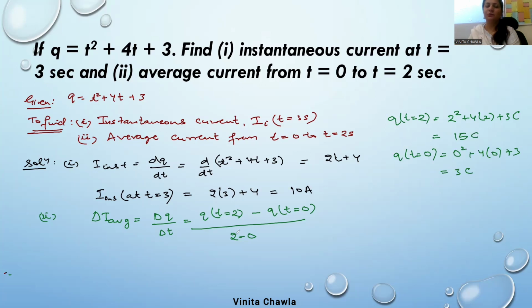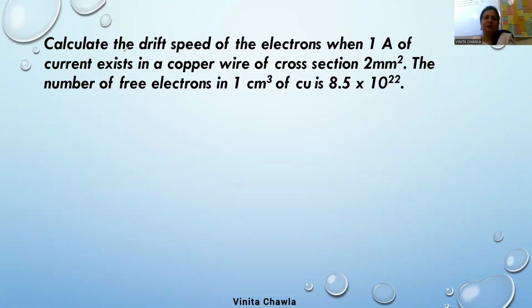15 minus 3 upon 2, it's 12 by 2, 6 ampere. Underline this, and underline this as well. You can also enclose your answers in the box.